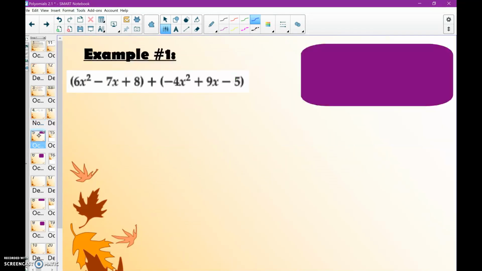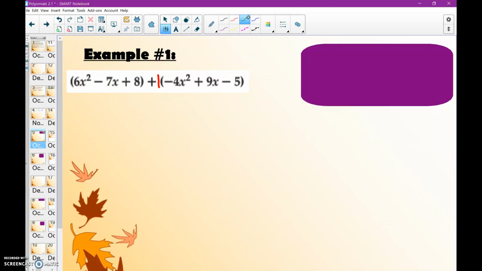Alright, so the first one we have here, you're adding, so you have two different groups in parentheses. Because you're adding, you really don't need the parentheses. Really, this is like a plus 1 there. But what's positive 1 times anything? Well, it's not going to change it. Positive 1 times 10 is still 10. Positive 1 times negative 2 is still negative 2.